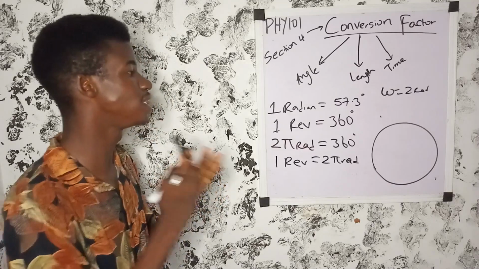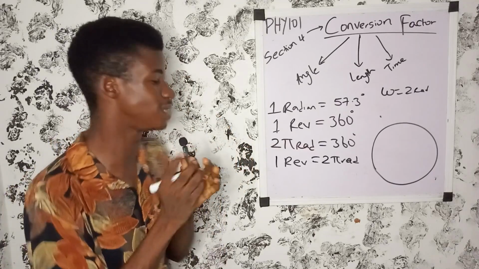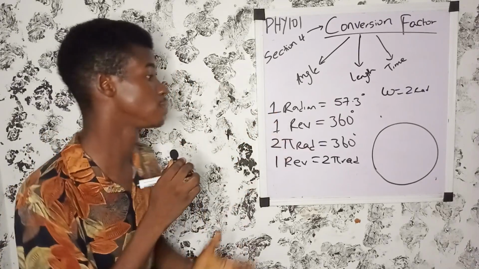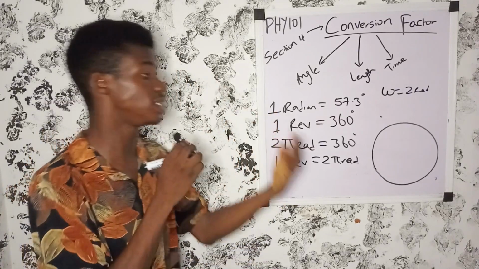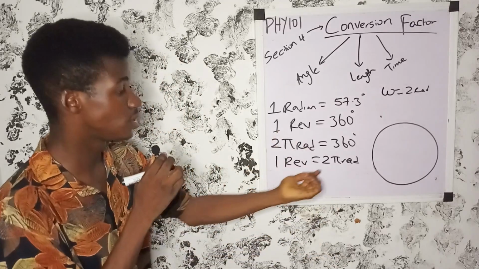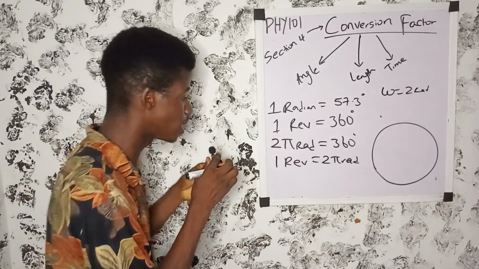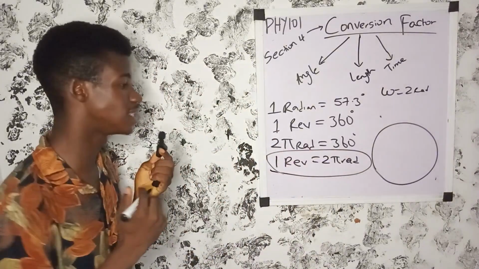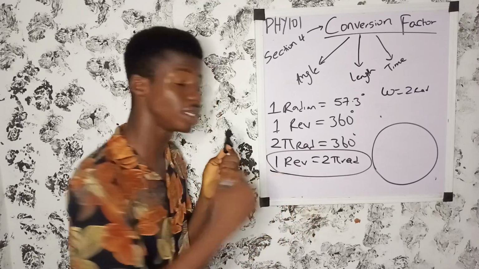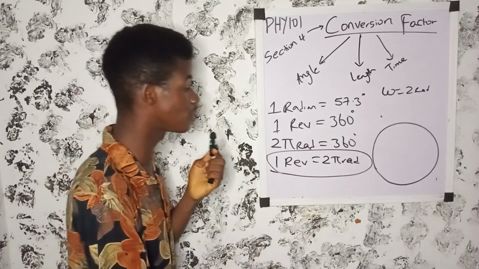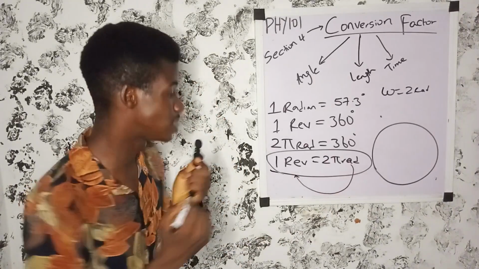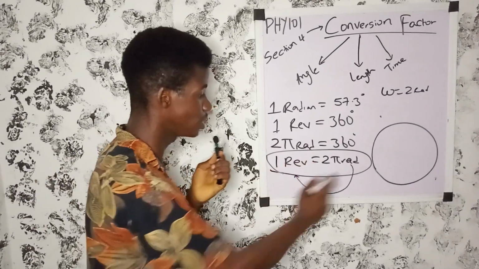But please, this is very, very important. Take note of this. 1 radian is equal to 57.3 degrees. One revolution is equal to 360 degrees. One revolution is equal to 2 pi radian. Now, this one is very important in the sense that they might ask you, when you are solving, to convert from radian to revolution. Yes, you make use of this.